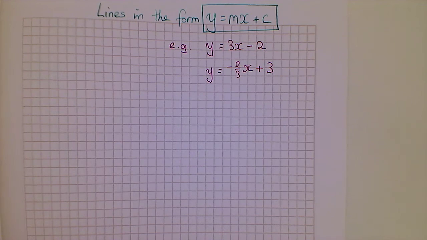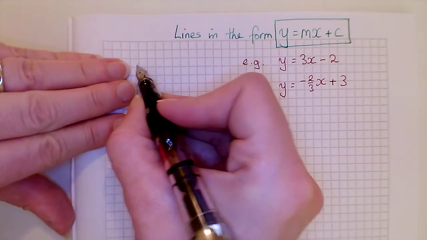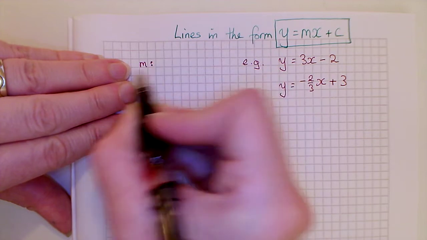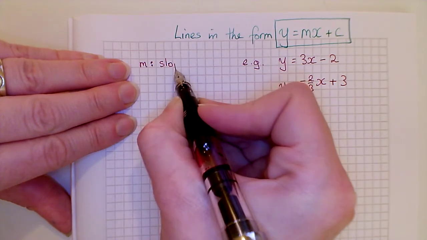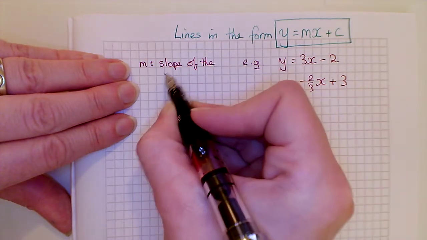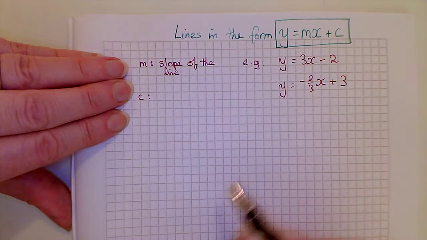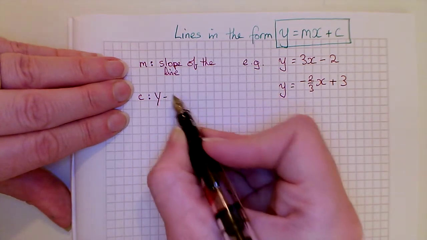When the line is in this format, it gives us two pieces of information. M, which we've seen before, is the slope of the line. And c, standing for constant, is the y-intercept.